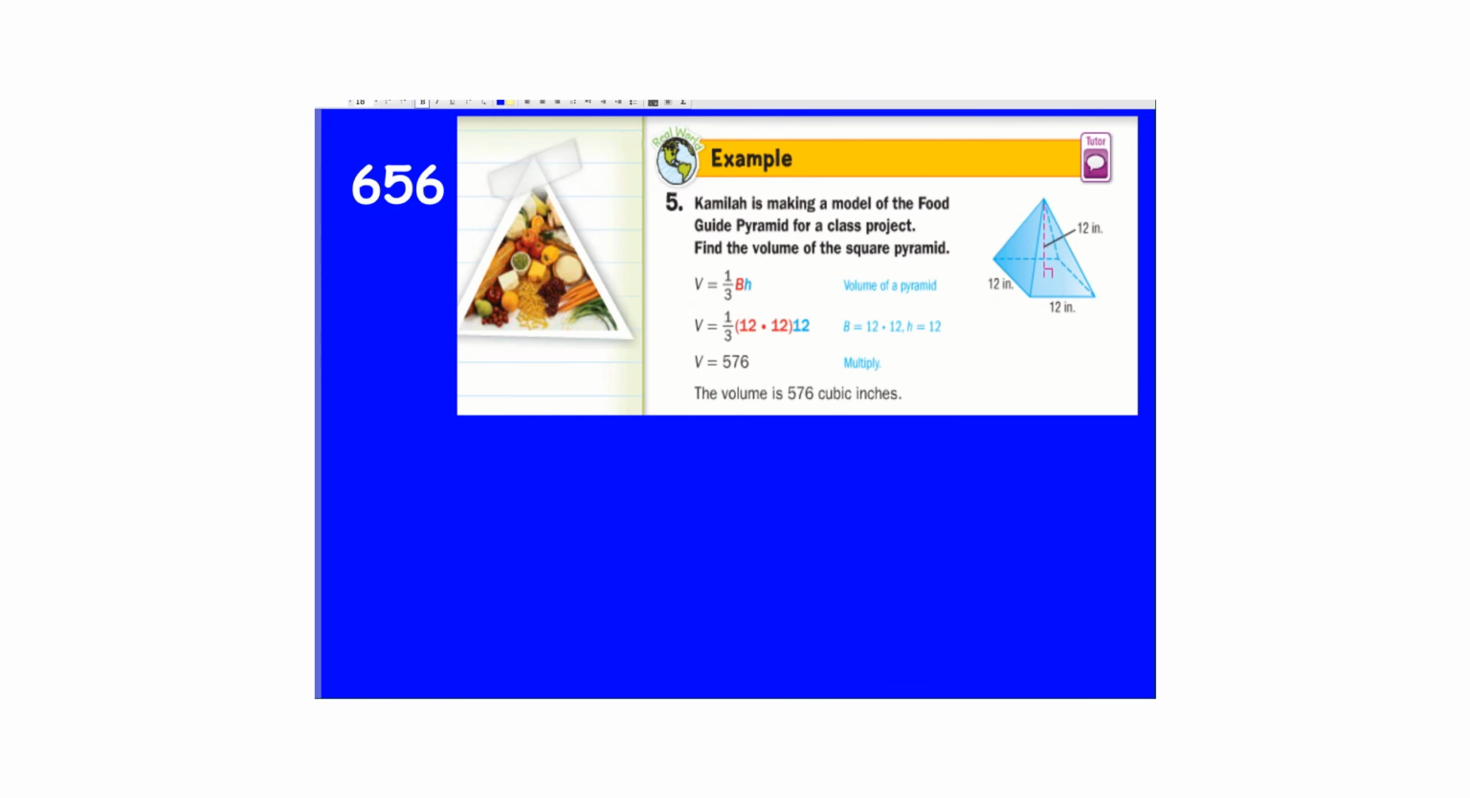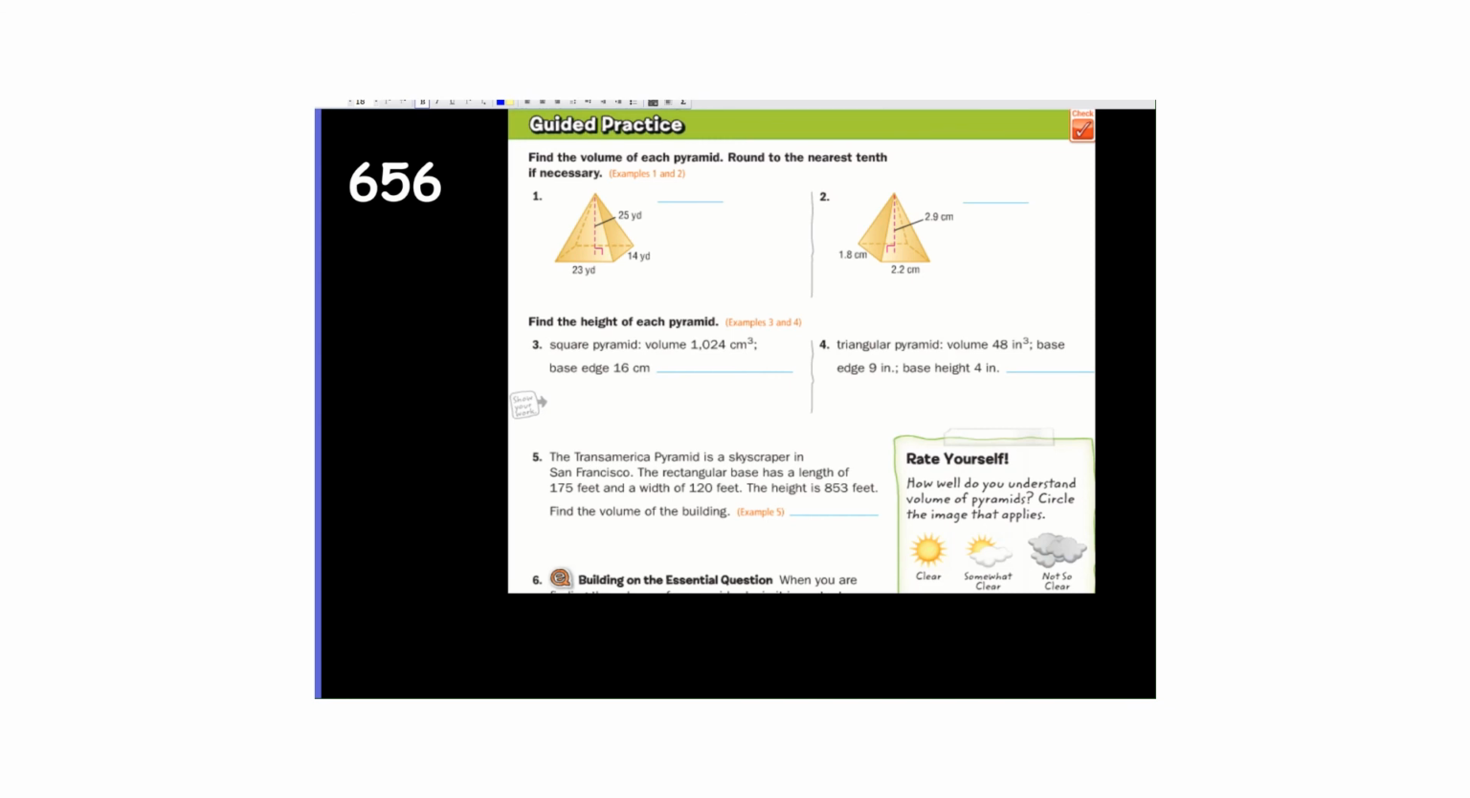Camilla is making a model of the food guide pyramid. So 1/3 of capital B times H. Looks like a square pyramid, 12 by 12 on the base. So 1/3 of 144 times 12, 576. Make sure your labels are right, cubic inches. Okay, try the guided practice there.